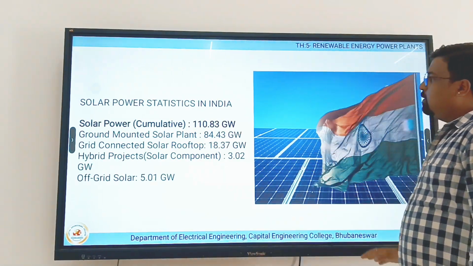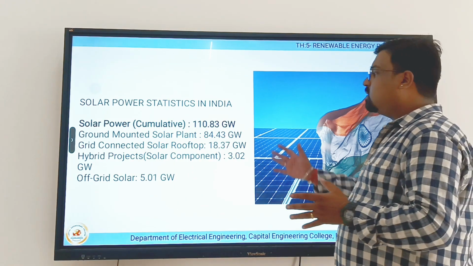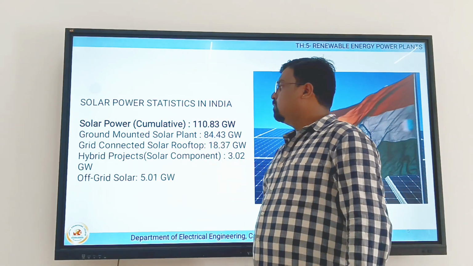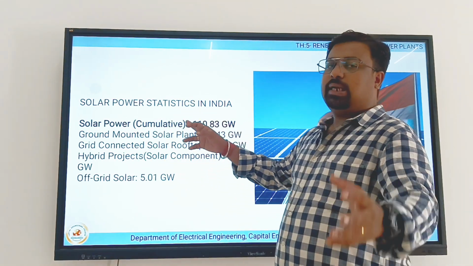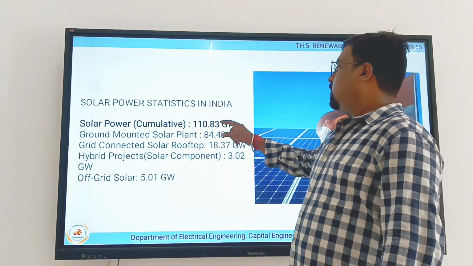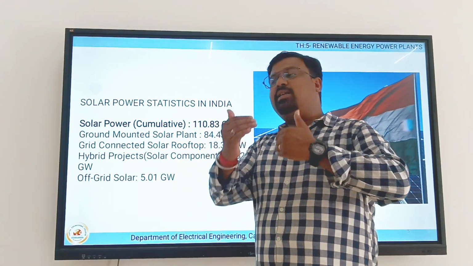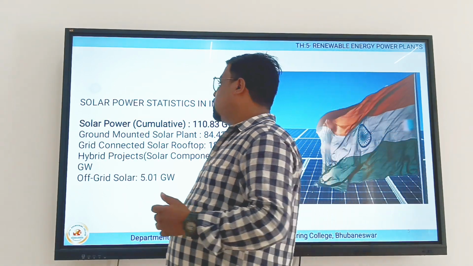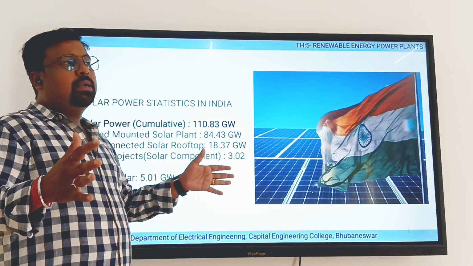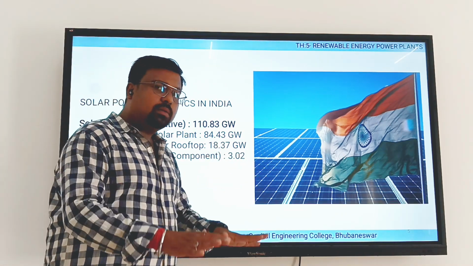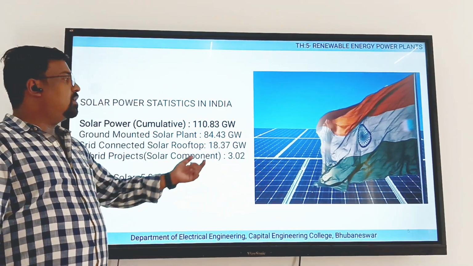So, here you can see the solar power statistics in India. This data is also taken from MNRE. So, what is this data showing? The cumulative total power that we are getting from solar energy sources is around 110 gigawatts. And there are also different kinds of solar power, such as ground mounted solar power. Ground mounted means the solar panels or the solar system is mounted on the ground itself. From that kind of system we are getting 84 gigawatts. This is the highest.